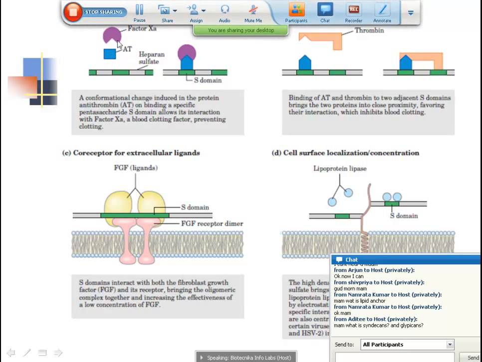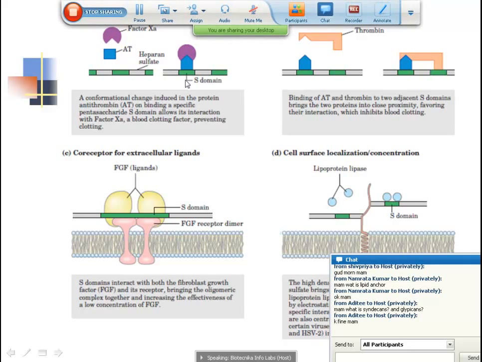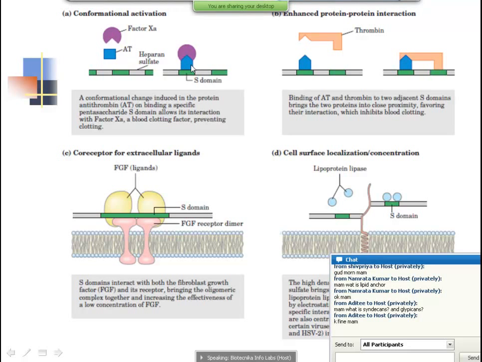Alright. So at the time of inhibiting a clotting process, this is antithrombin. The antithrombin protein will bind to the S domain of the heparan sulfate and it will undergo a conformational change. Only when antithrombin undergoes this conformational change, it will help in the binding of several important factors. Clotting factors will bind to it. If you see here, factor Xa is a clotting factor which will bind to the antithrombin, and that binding will bring about the prevention of clotting.